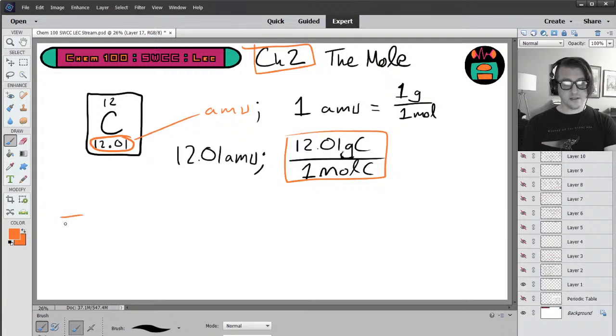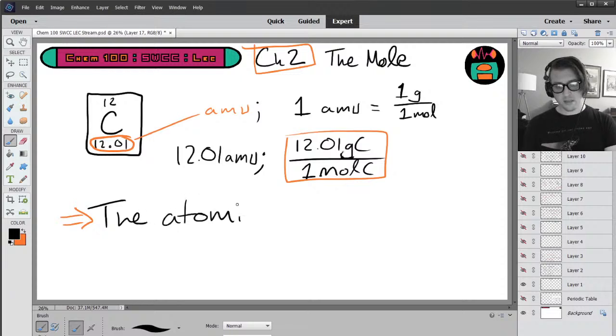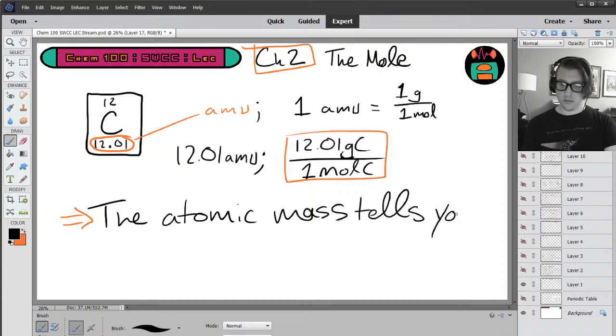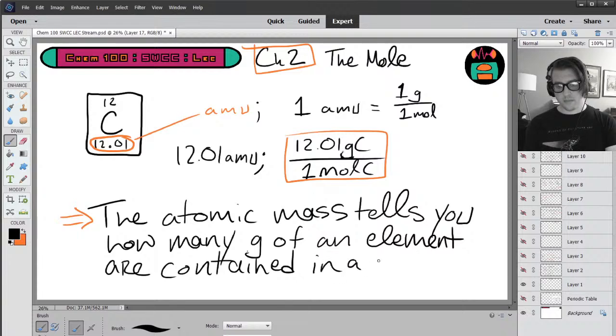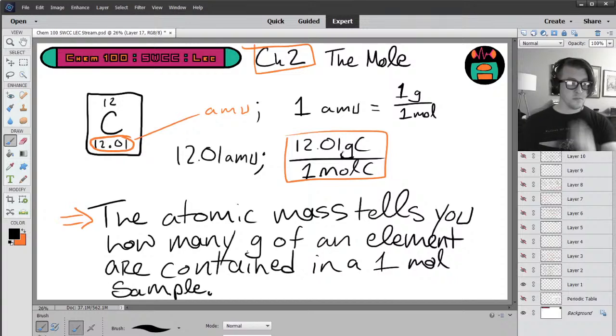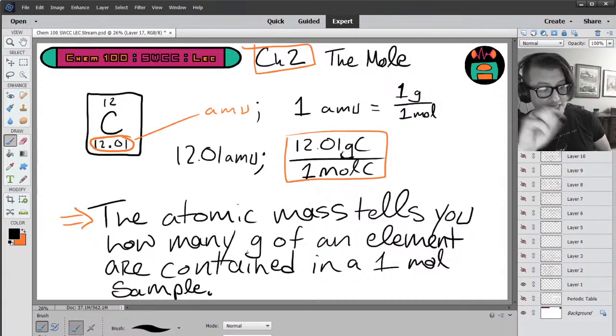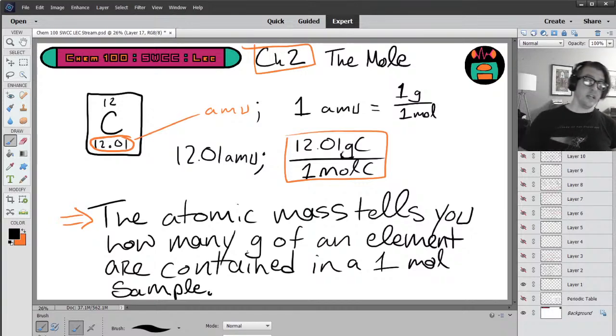These are the same things. And this is the point. The atomic mass tells you how many grams of an element are contained in a 1 mole sample. The atomic mass tells you the number of grams contained in a 1 mole sample.